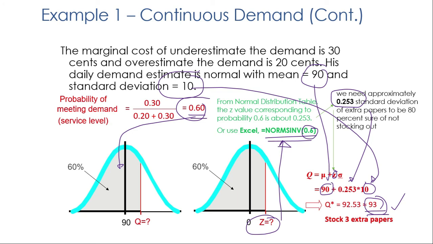All right, and this is how you use the continuous demand model. You don't need a probability distribution that's specific to your problem context. You can use the standard normal distribution instead, so it's much easier, right? We don't need a whole lot of data.